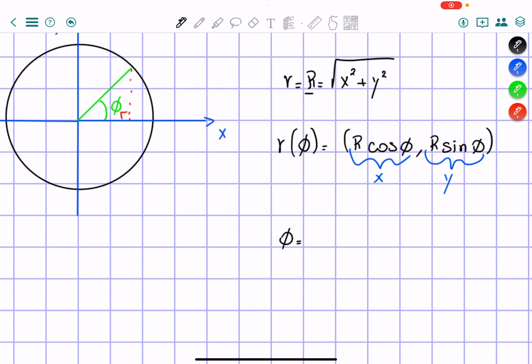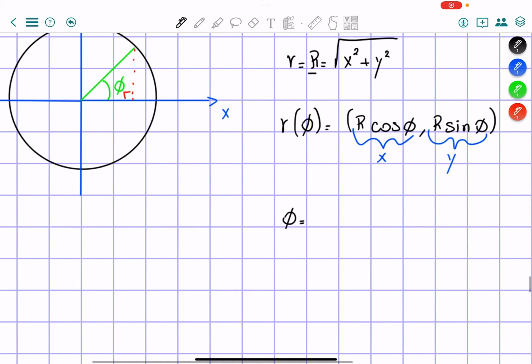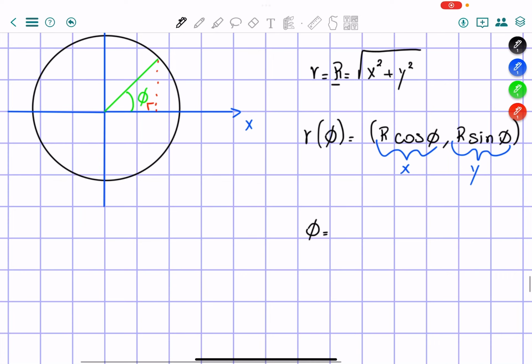Okay, x and y. So phi described in terms of x and y, I can say that phi is actually going to be equal to the tangent inverse, tangent to the power of -1, of y over x. That would be my final answer.